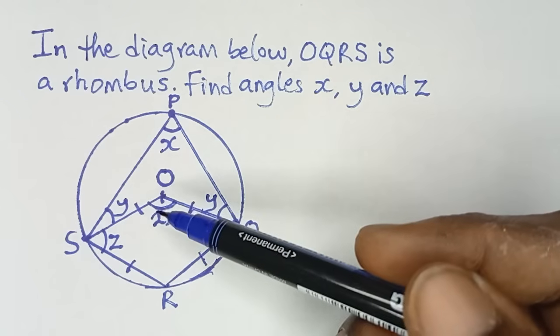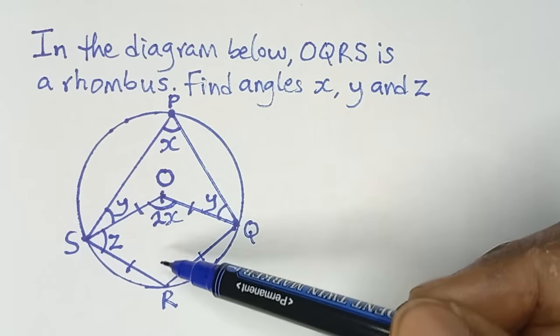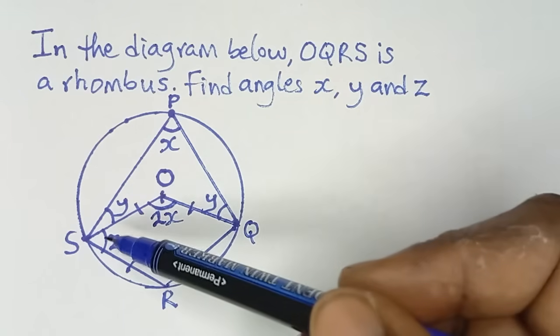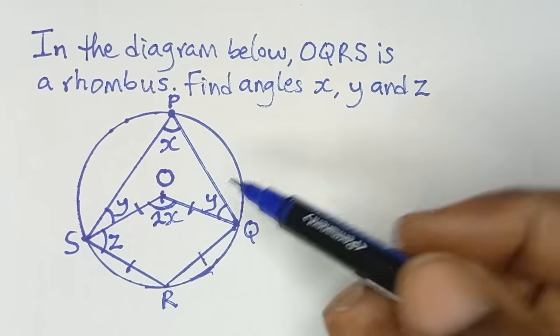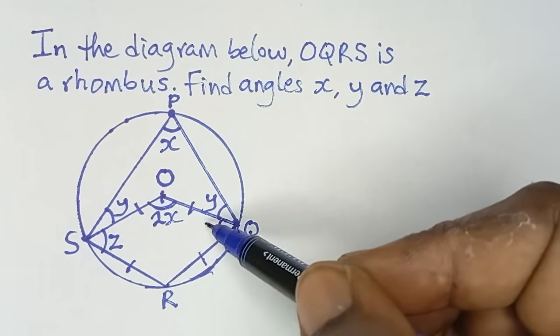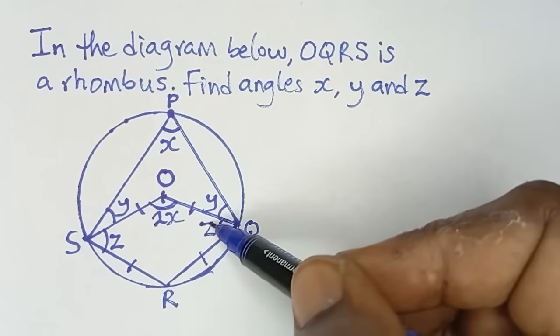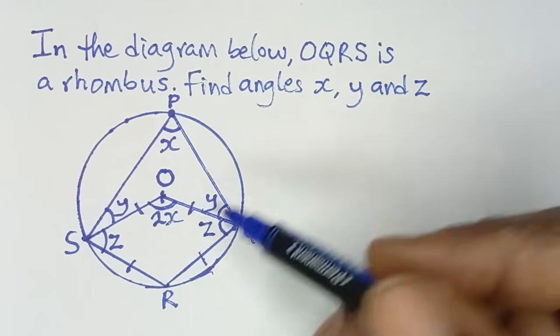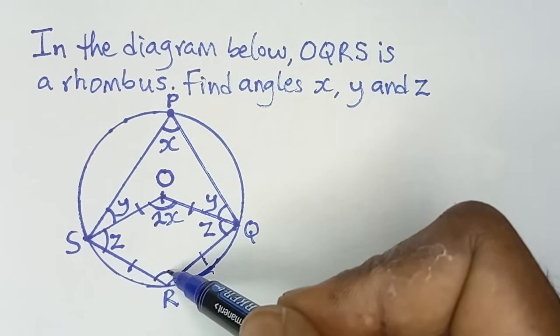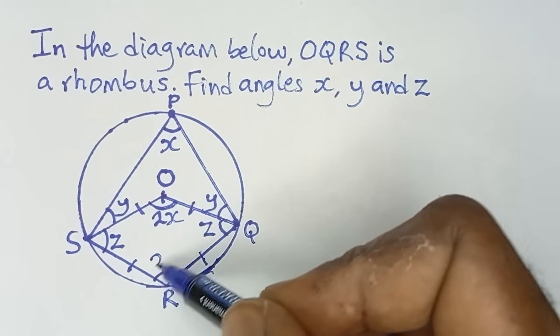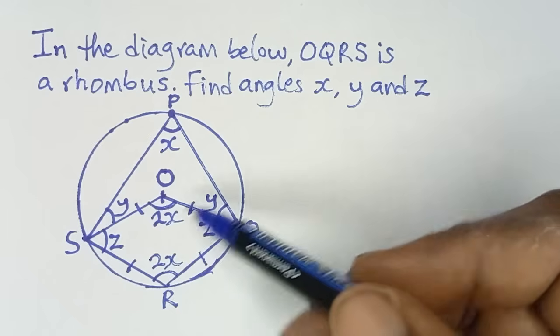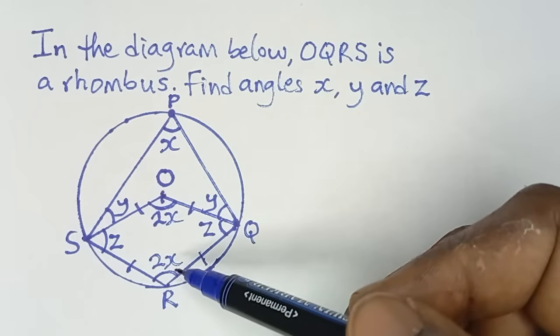Now, don't forget what I told you at the beginning, that the opposite angles of a rhombus are equal. So if this is angle z, that means this is also angle z. Opposite angles are equal. And if this is 2x, that means this angle here is also 2x.